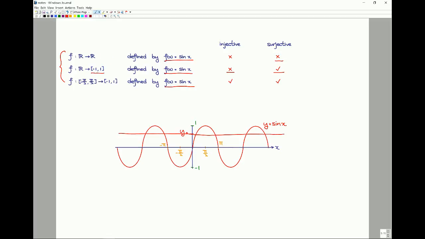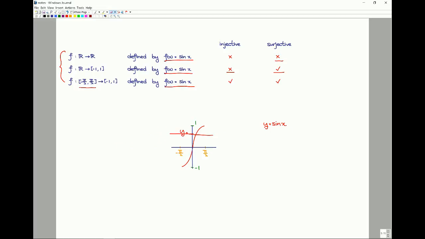However, if you try to restrict the domain to be the closed interval from -pi/2 to pi/2, you will see that in fact the graph is only this one. And now you can see that the function is injective, since if you try to look at this horizontal line, there is only one intersection with the graph. As you can see, this function is a bijective function.